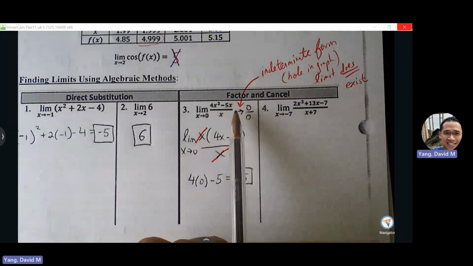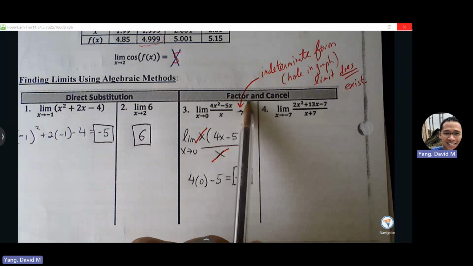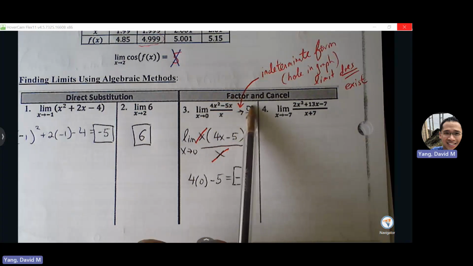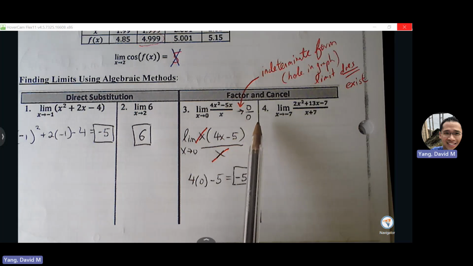But we never want to just go ahead and start factoring and canceling out without first confirming that you're getting a 0 over 0. Okay, College Board is also looking for that as well. If it's free response, they want to see that you're identifying it as indeterminate form before you look for the true limit.